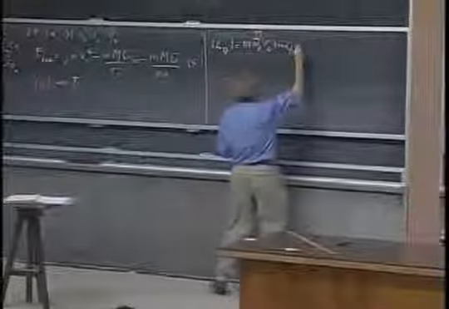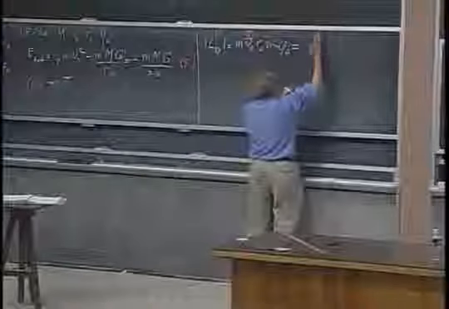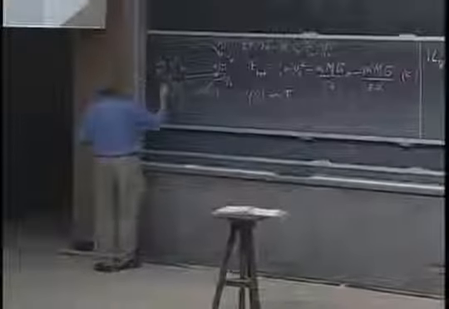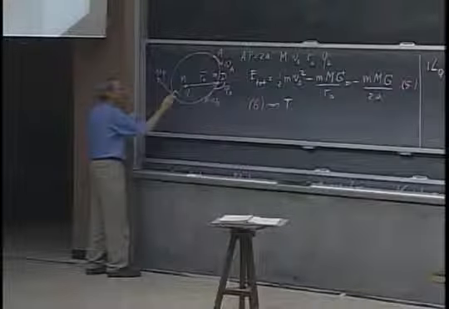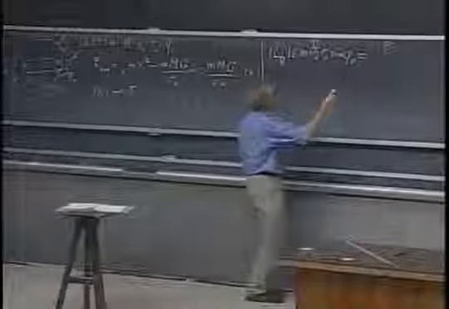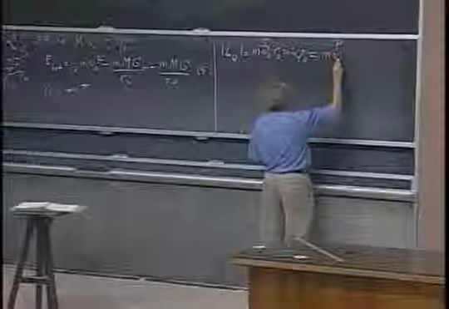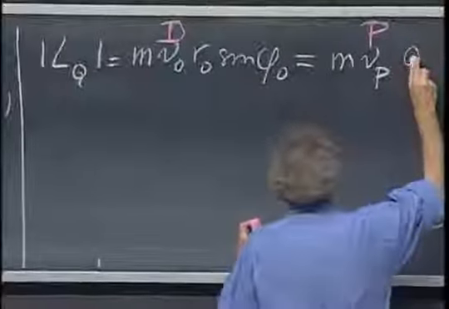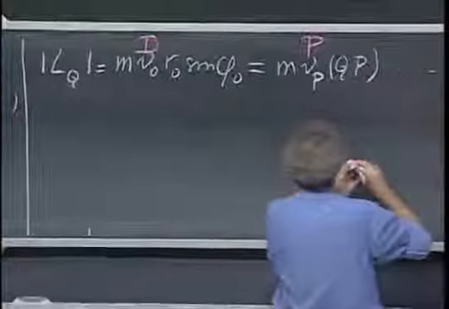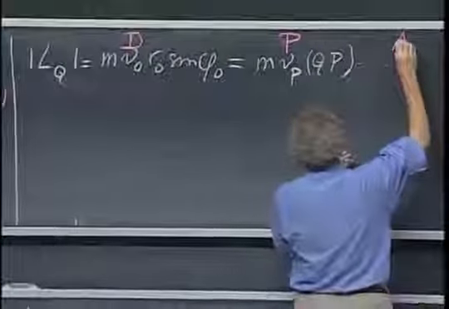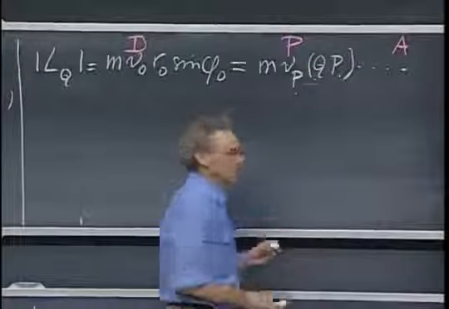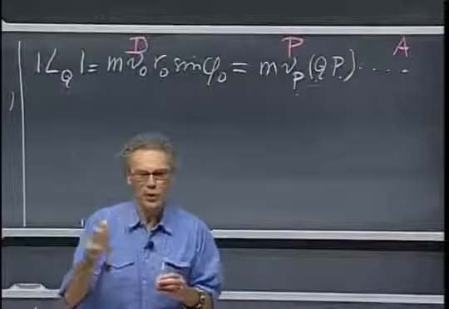What is the situation at point P? Well, at point P, the velocity vector is perpendicular to the line QP. So the sine of that angle is 1. So now I simply get m times v of p times the distance QP. And you can do the same for point A. You can write down m times v of A times QA. I'm not doing that, and you will see shortly why I'm not doing that.